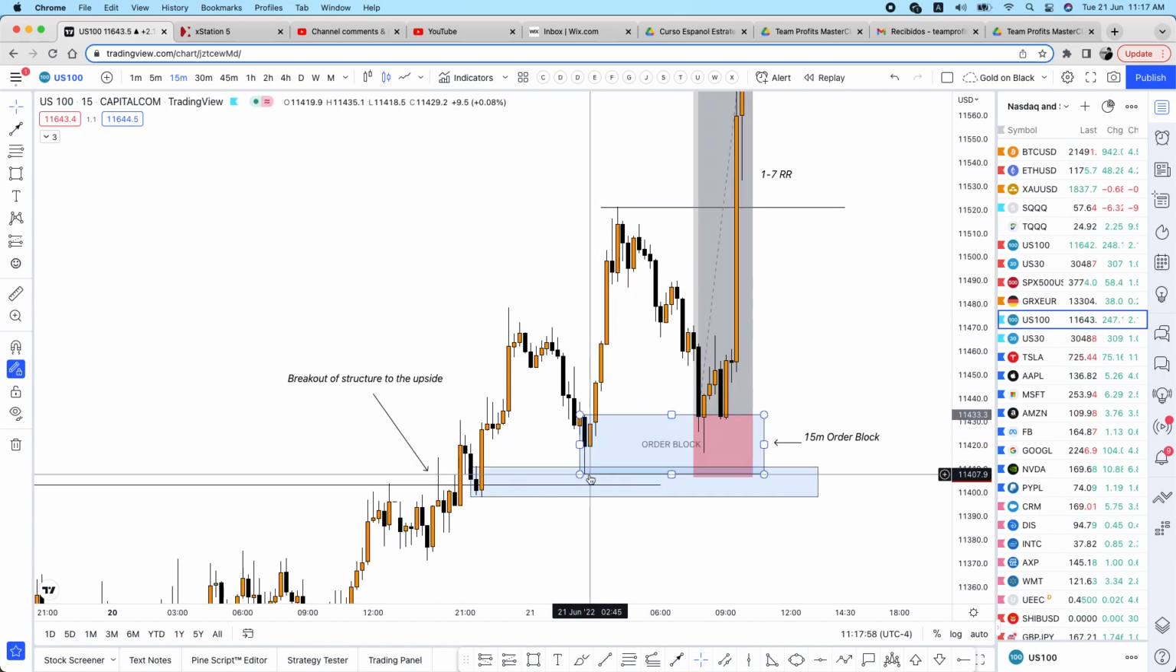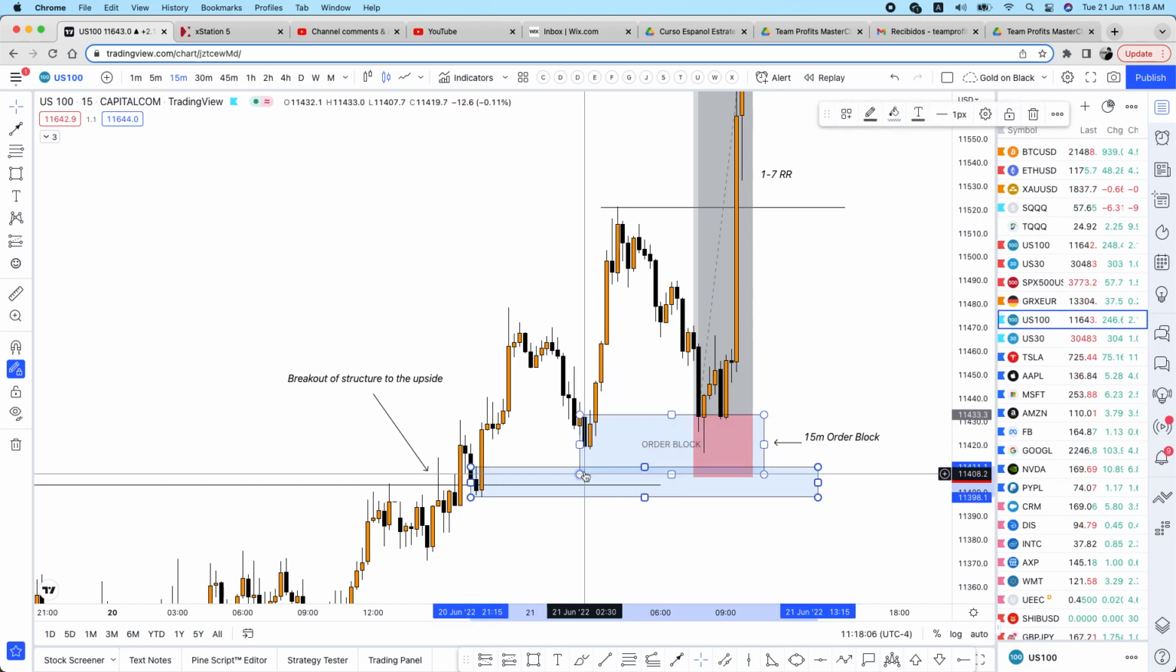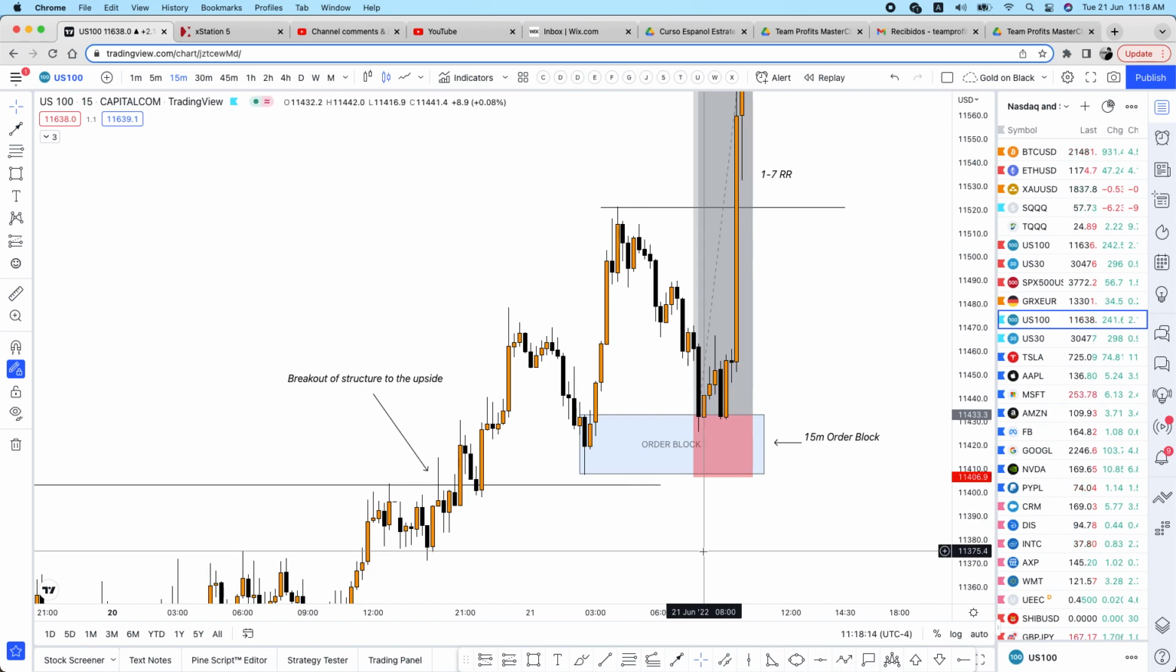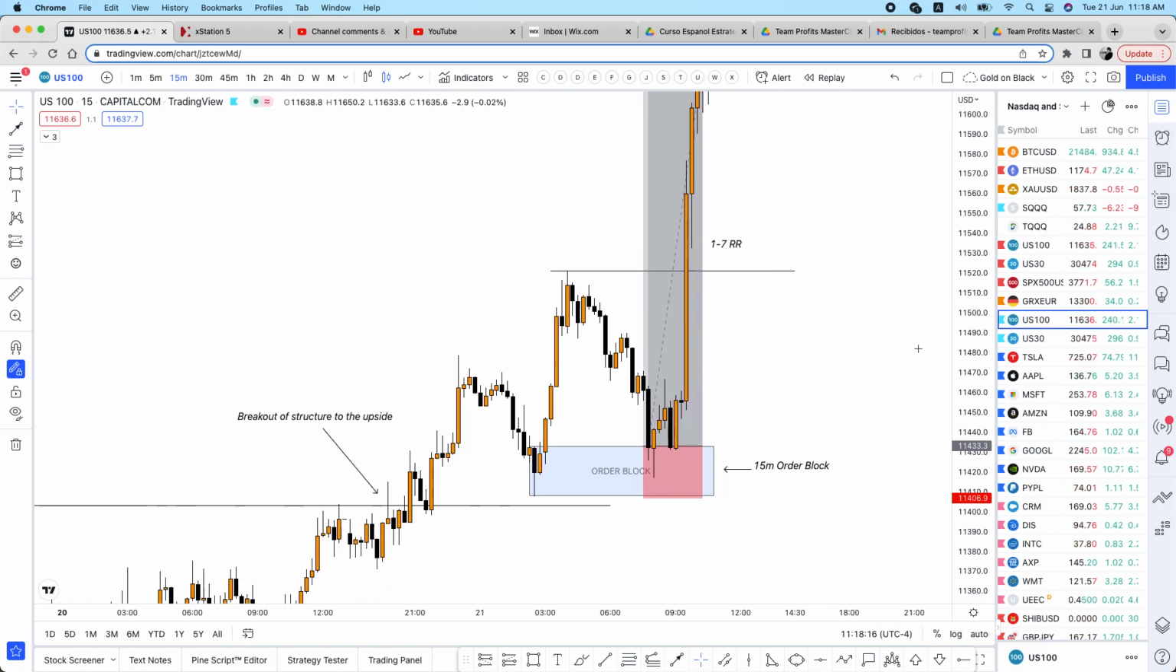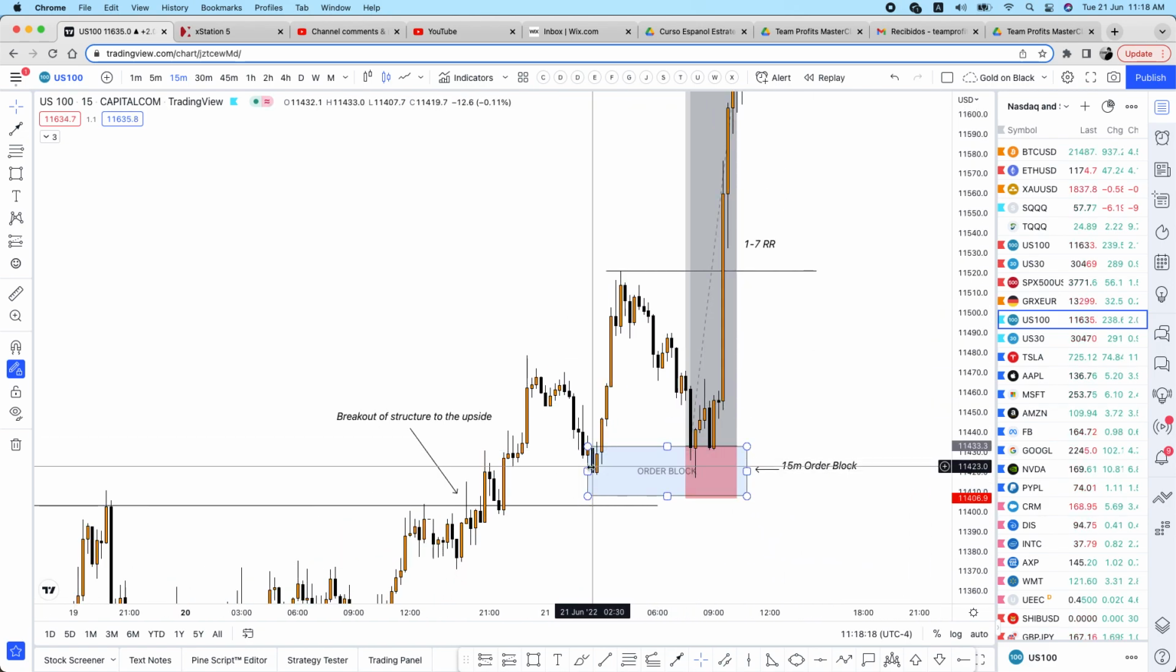This was at 2:30 in the morning. Of course, I didn't see it at that time. I'm sleeping, but there was a nice opportunity before London session, by the way, because London session opens at 3 a.m. in the morning in my country. So that's basically it. This was the 15-minute order block that was created right there.